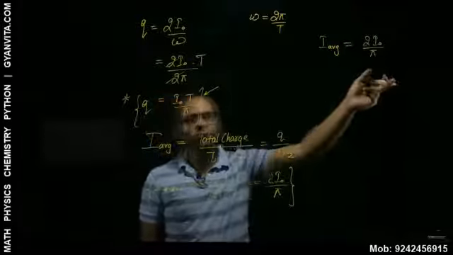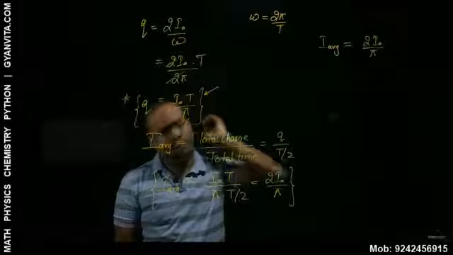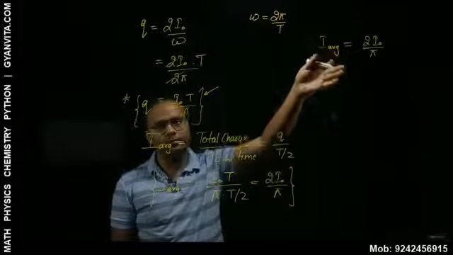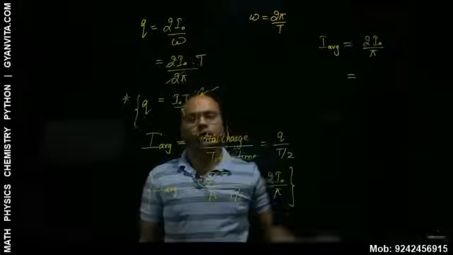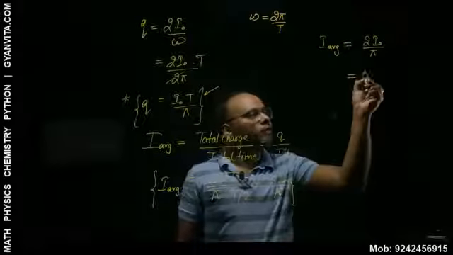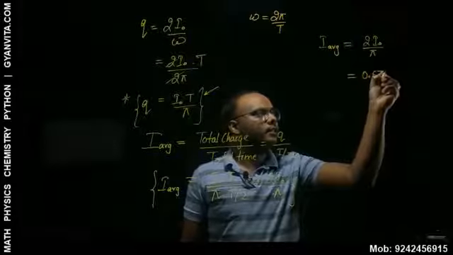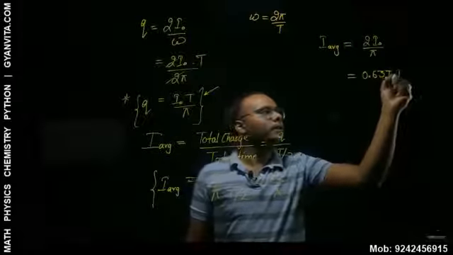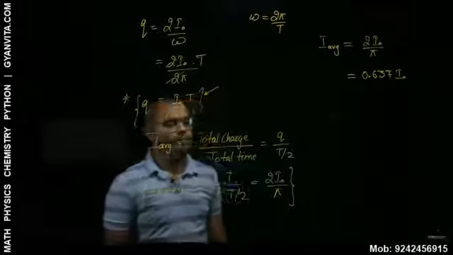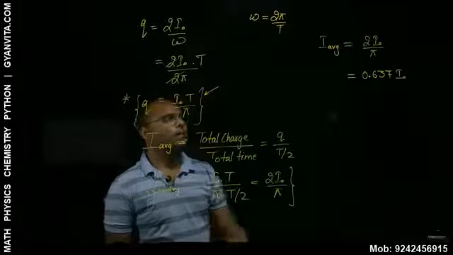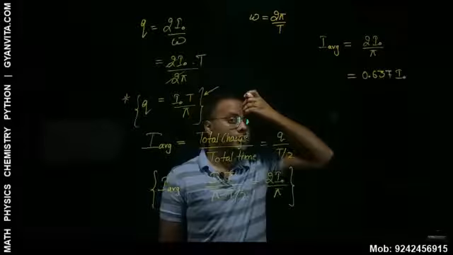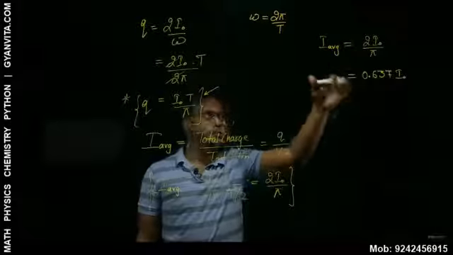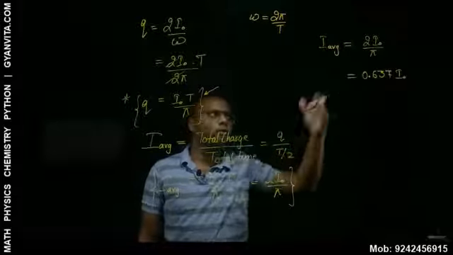Actually, pi is 3.14 or 22 by 7. If I substitute this here, right, I'll get this to be equal to 0.637 into I naught, right? You see here 2 divided by pi. Pi is 3.14. So obviously it will be a fraction of I naught. It won't be more than or equal to I naught.